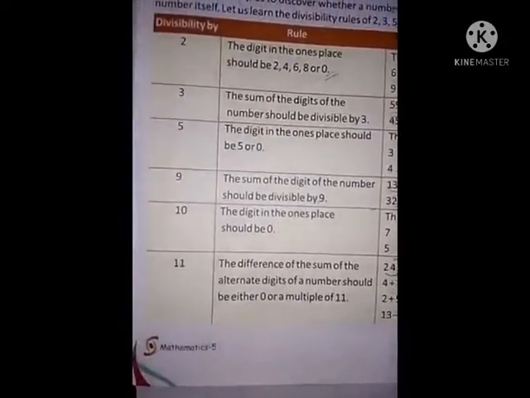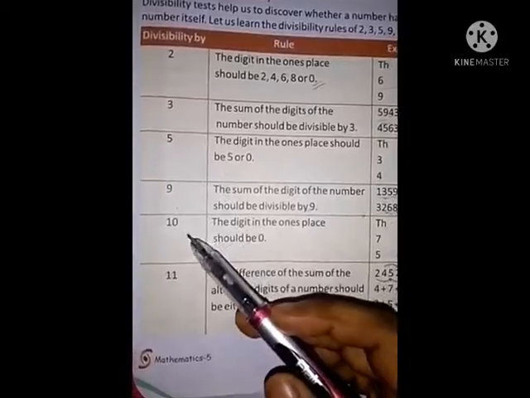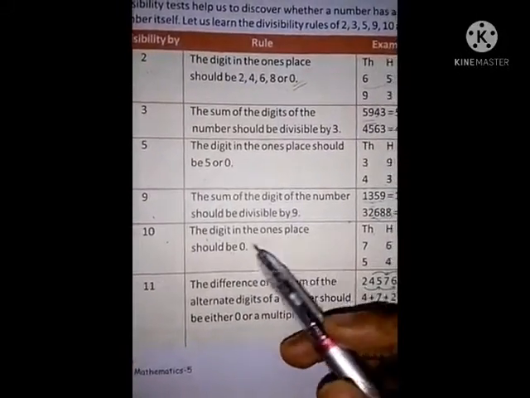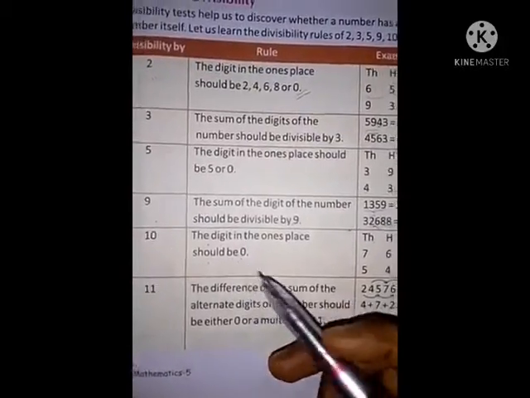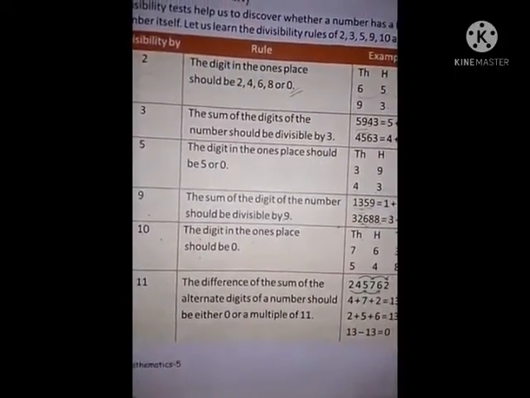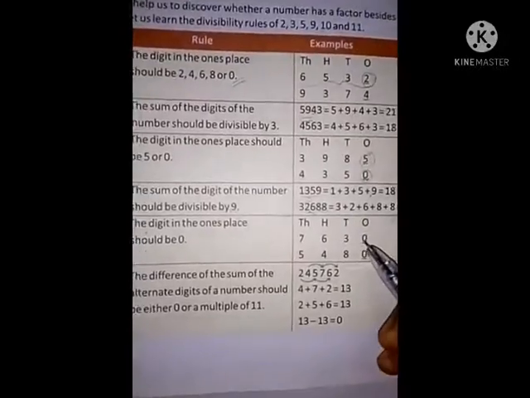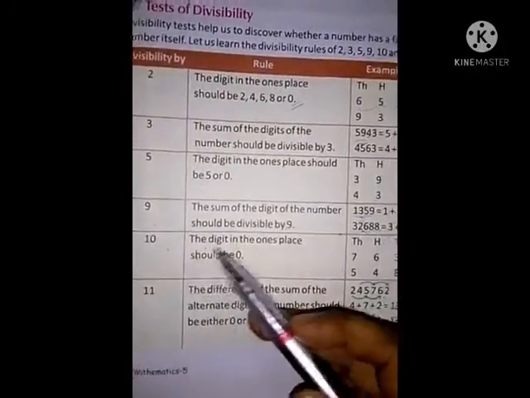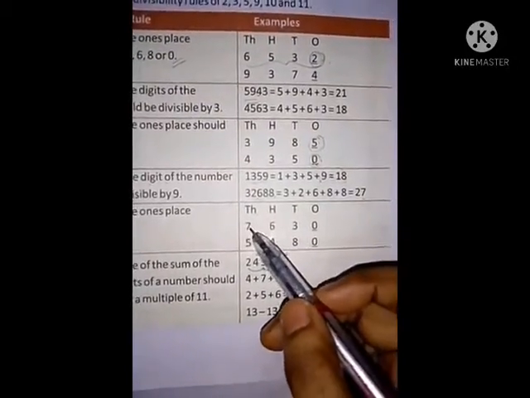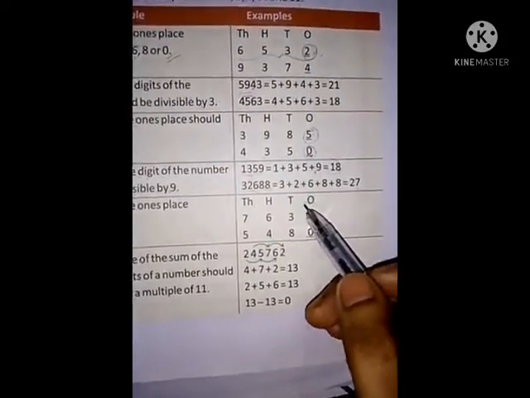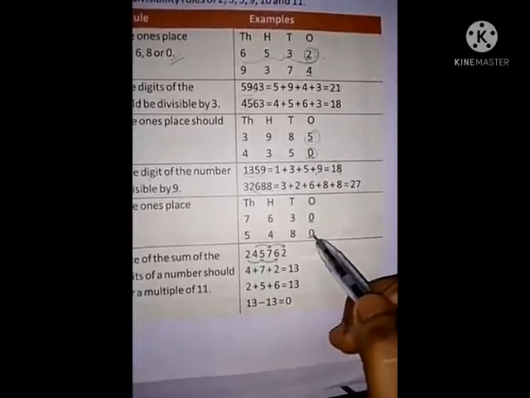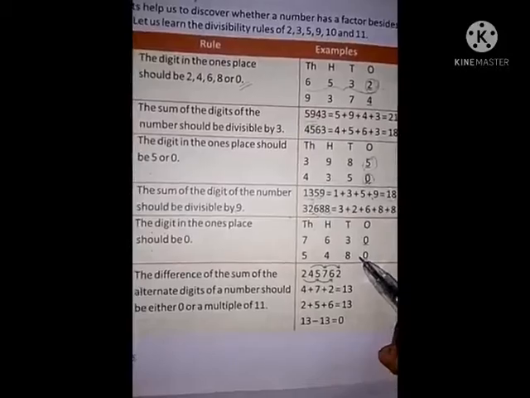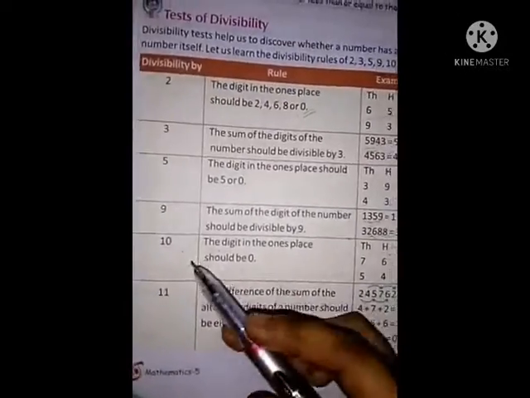Understand, students? Now see divisibility by 10. The digit in the ones place should be 0. The numbers which have 0 in the ones position will be divisible by 10. See this example, 7,630. Here in the ones position 0 is present in both the numbers. So these two numbers are divisible by 10.